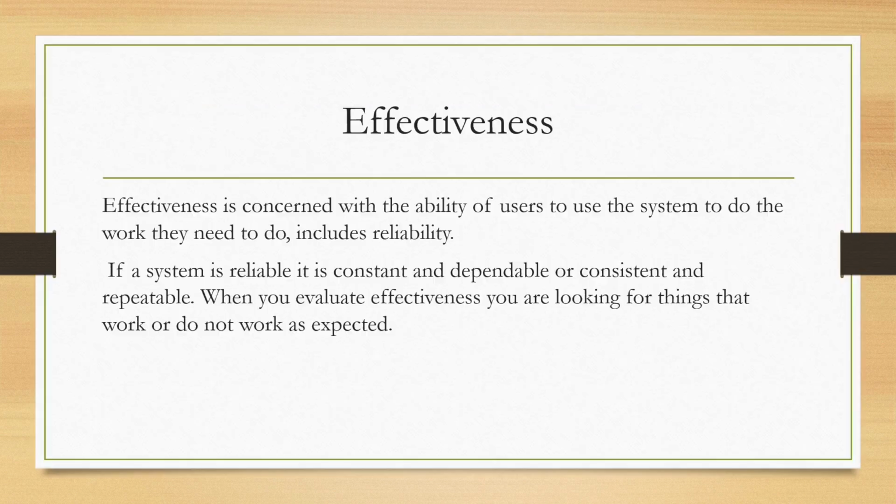Effectiveness. Effectiveness is concerned with the ability of users to use the system to do the work that they need to do, and it includes reliability. So if it's reliable, that means it's constant and dependable, or consistent and repeatable. So when you evaluate against effectiveness, you're looking for things that work or do not work as expected. Effectiveness is concerned with how well the user can actually achieve the task that they need to achieve.